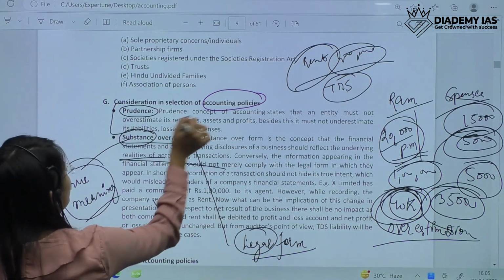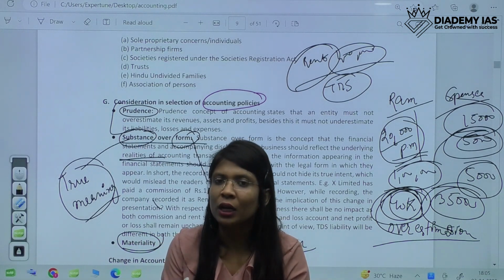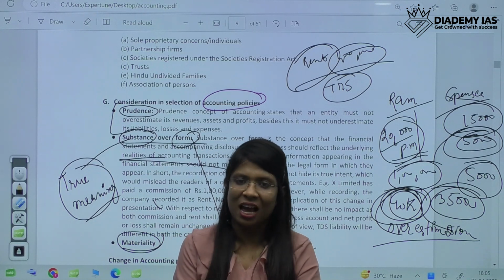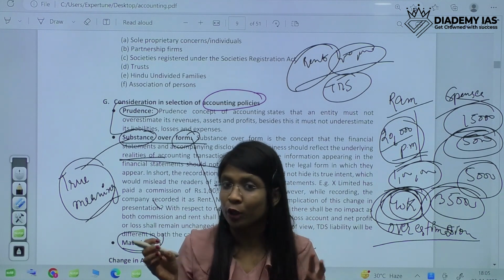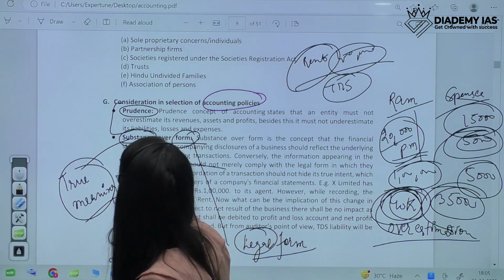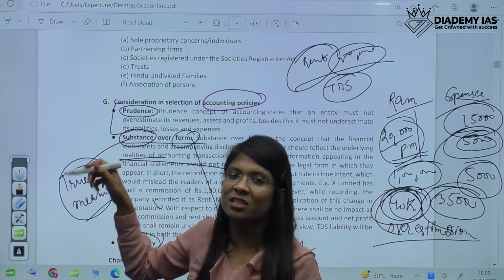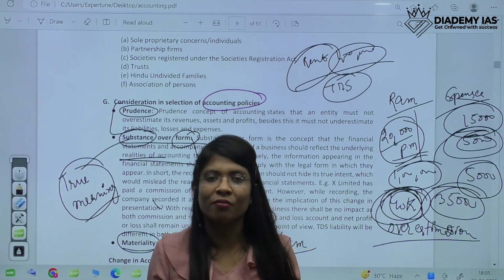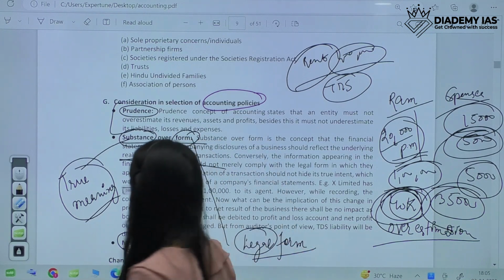So these are the three things that have to be considered in accounting policies. First of all, the prudence. Second, substance over form. Third, materiality. So these are the basic things we have to keep in mind. This is also a very good question. This could also be asked. They can give 4 options and ask which are the considerations used while selecting an accounting policy. So just remember the names.